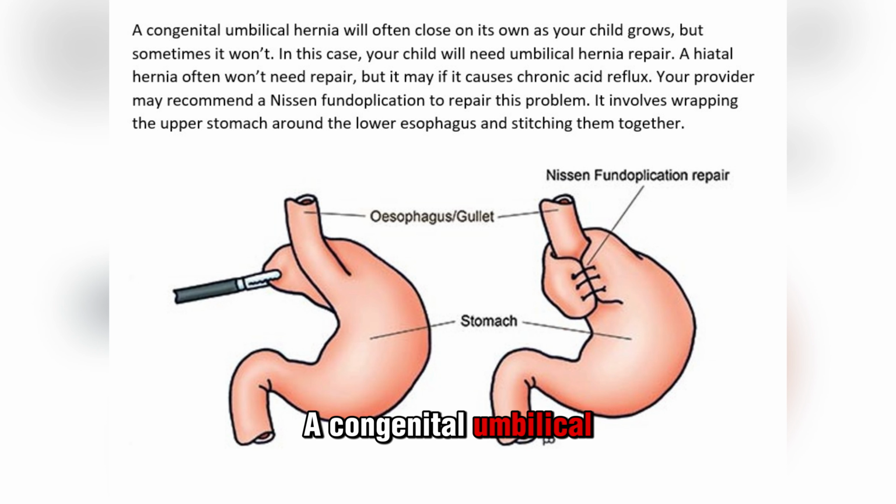A congenital umbilical hernia will often close on its own as your child grows, but sometimes it won't. In this case, your child will need umbilical hernia repair. A hiatal hernia often won't need repair, but it may if it causes chronic acid reflux. Your provider may recommend a Nissen fundoplication to repair this problem. It involves wrapping the upper stomach around the lower esophagus and stitching them together.